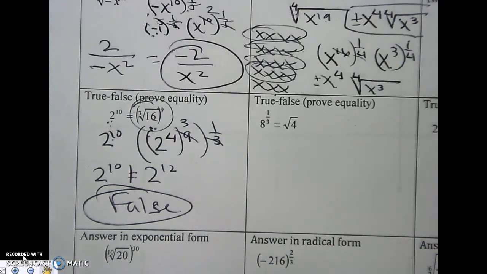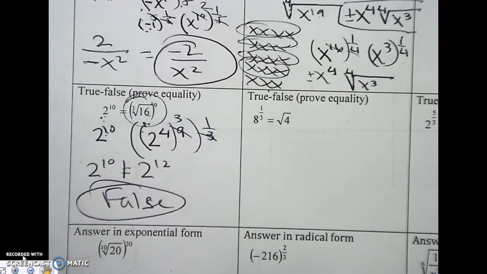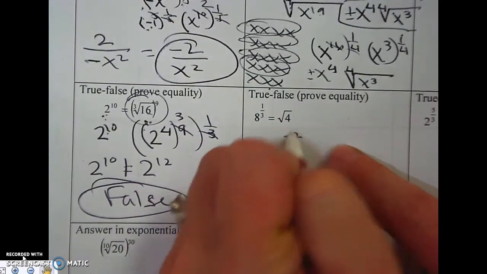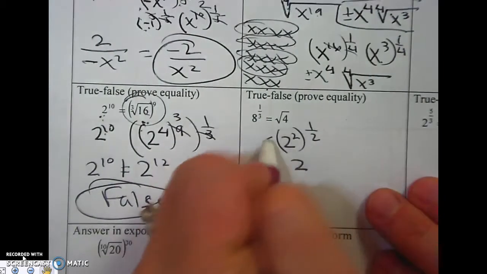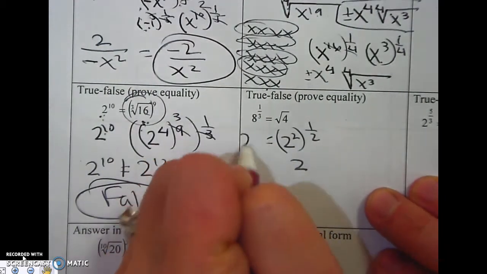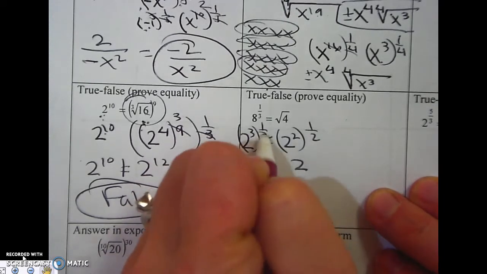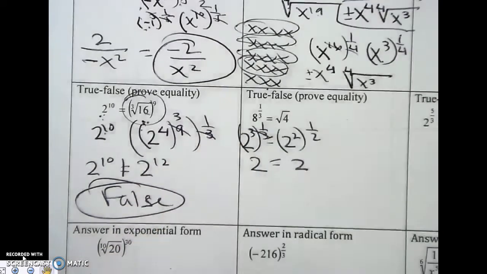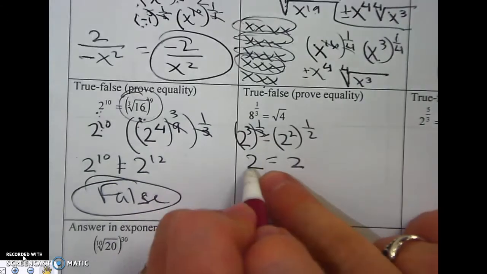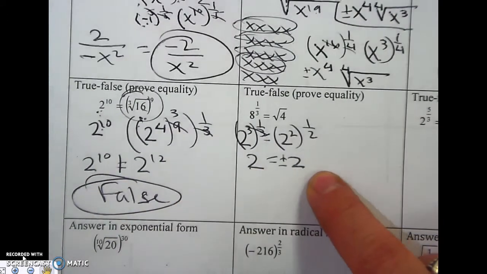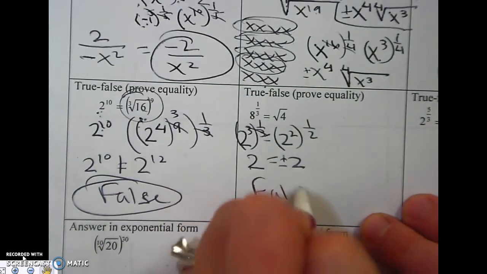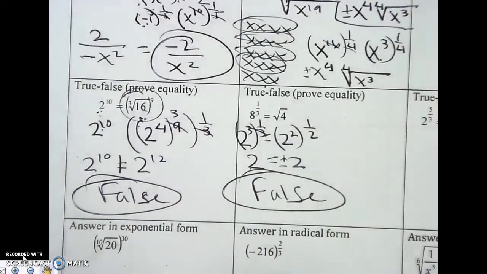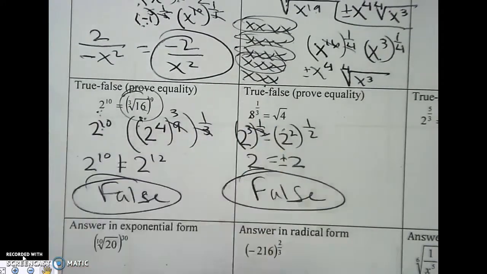Okay? I can't just write the square root of 4 as 2. I need to go 2 squared to the 1/2, and that tells me the right side. Be very clear about that. 8 is the same thing as 2 cubed to the 1/3. Boom, it equals 2. I understand that this side is positive and this side is plus or minus. So while it's true sometimes, it's not true all the time. So that would be false also, because this one only has one possible answer and this one has 2.